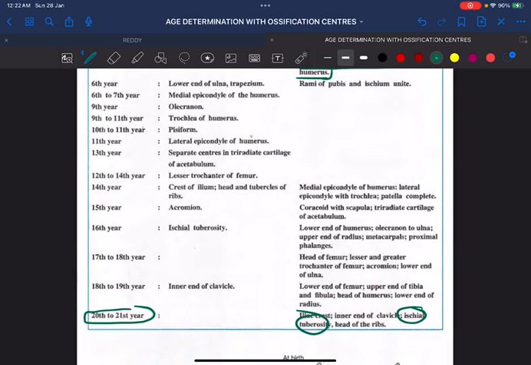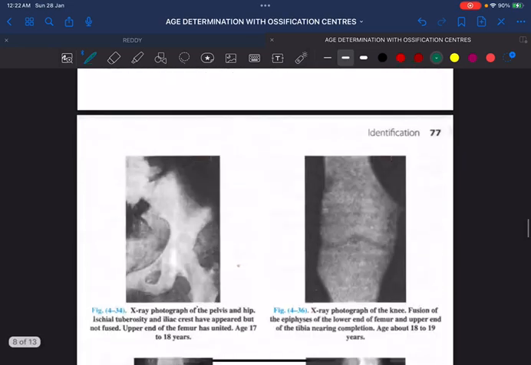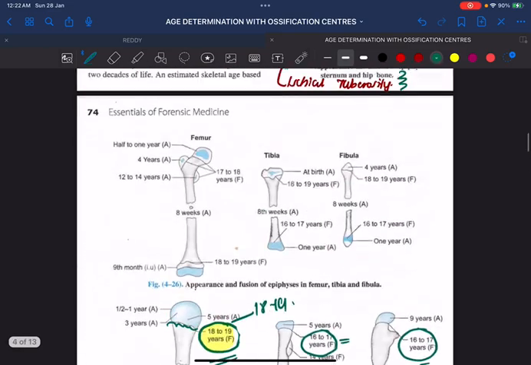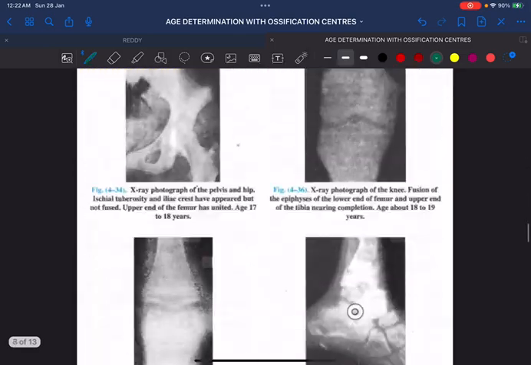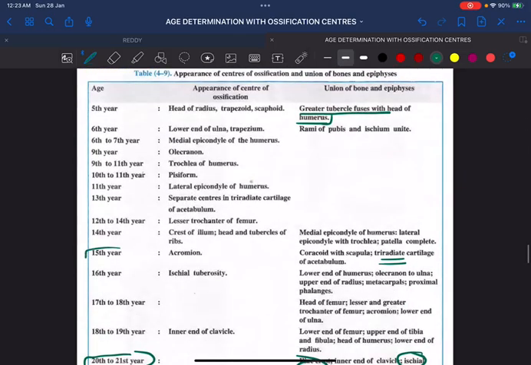Then triradiate cartilage. Can we go back to the picture? Triradiate cartilage. What is the age of fusion? 15 years. That is what they have written here in this table. 15th year triradiate cartilage. Why? When they give an X-ray, look at the triradiate cartilage. If you can't see triradiate cartilage, you can say this is an X-ray of a boy or girl belonging to more than or equal to 15 years, because triradiate cartilage is not seen. Not seen means triradiate cartilage has fused.